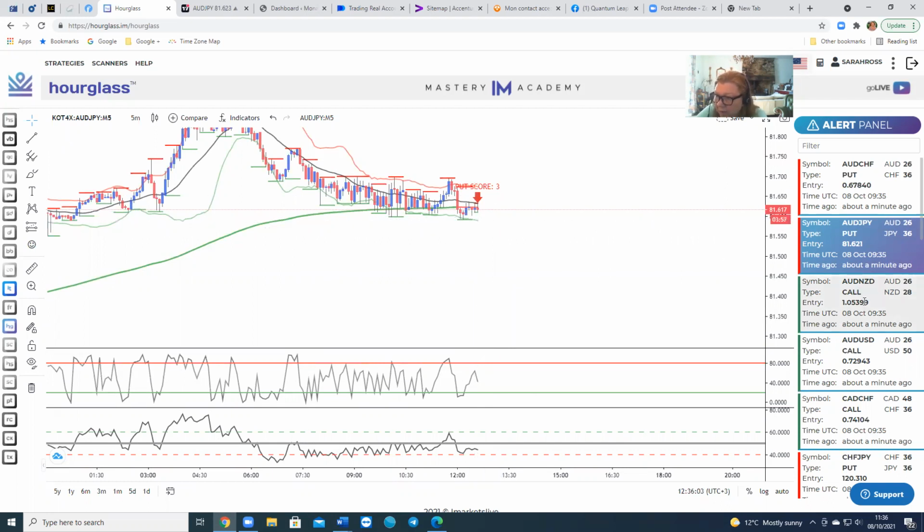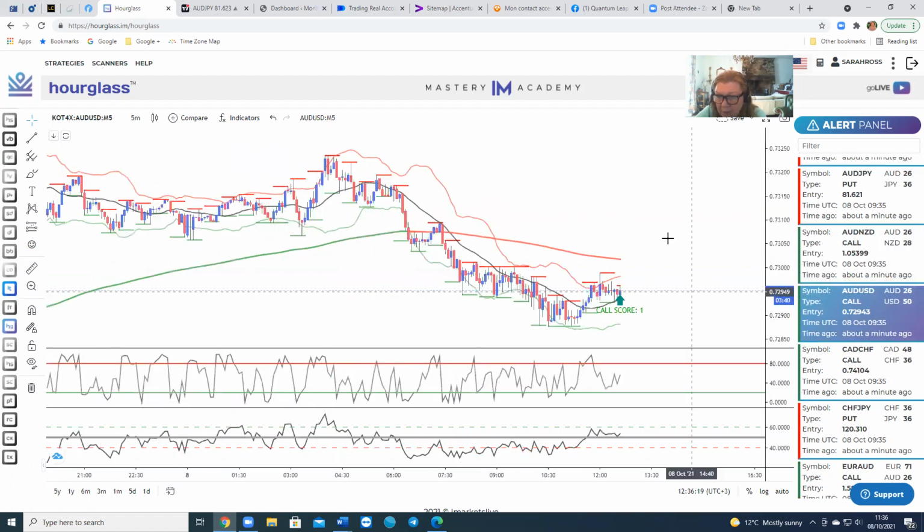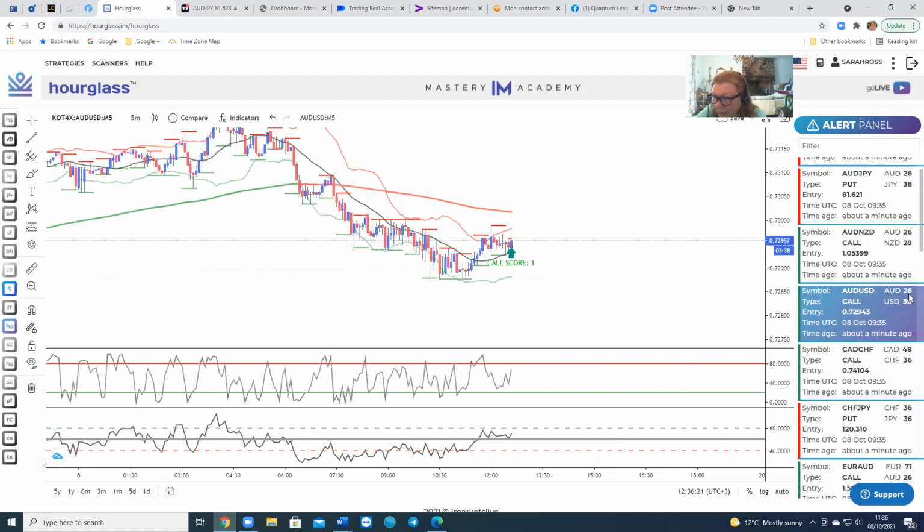AUD NZD, very similar currencies, similar on that side. I never trade them. Again, quite slow moving. That's another move down, but it's not quite up at the overbought, and so giving us a call score of 1, you wouldn't want to take that. Or USD, let's see what happened there. It's a call. Don't want to be taking that. So it's broken our midline, come up to the edge of the Bollinger Band, come back down, having another go.